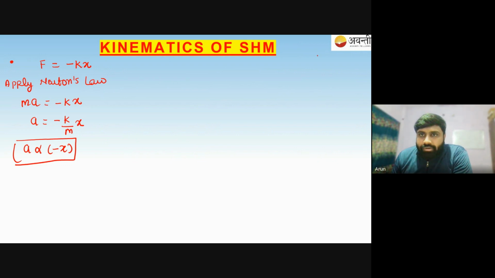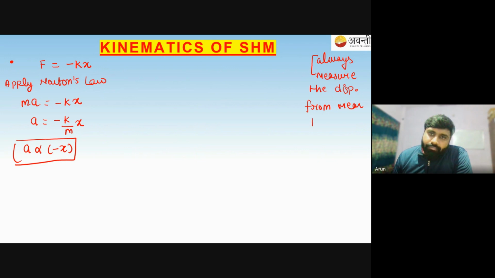Few pointers you will note here. Always measure the displacement from the mean position. Okay, mean position. This is important. Now here it is satisfying our relation that acceleration is directly proportional to the negative of displacement. This is the condition for SHM.